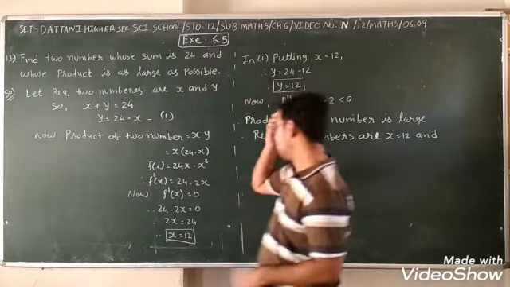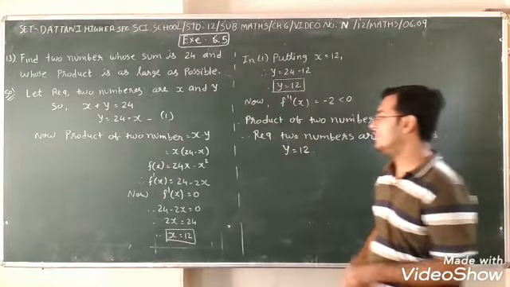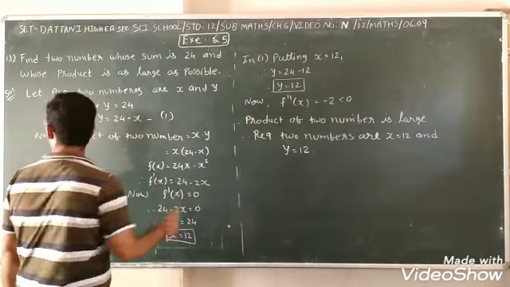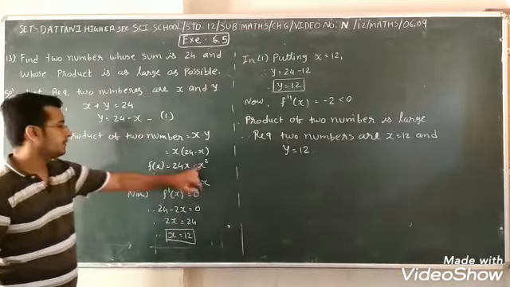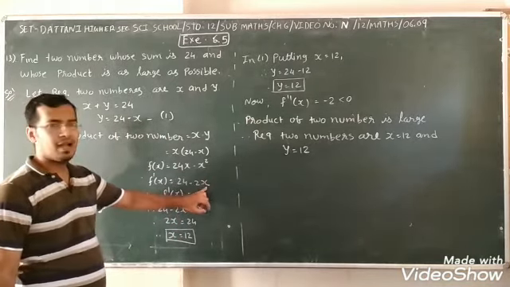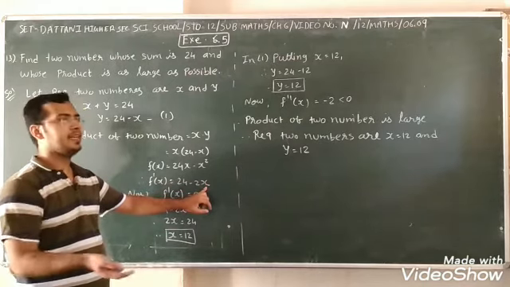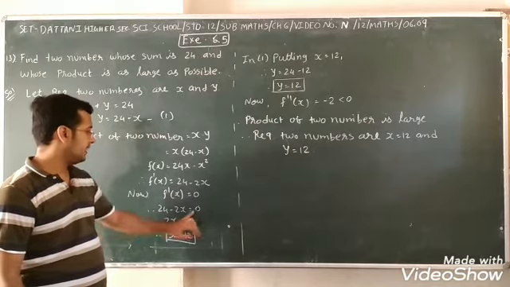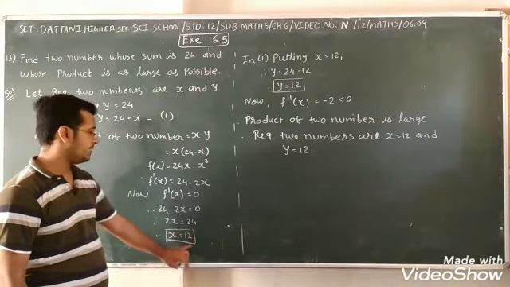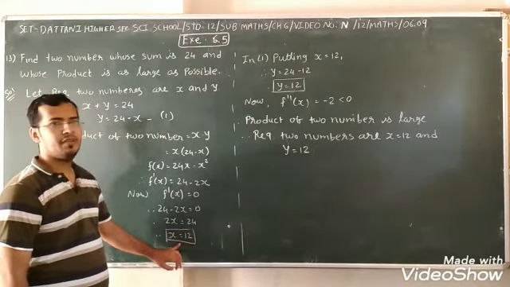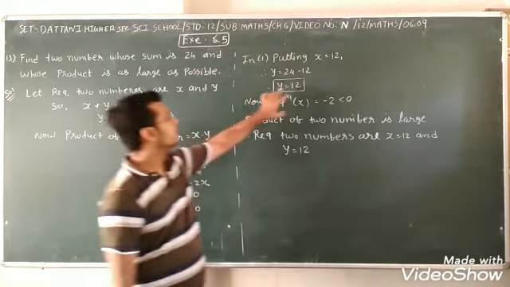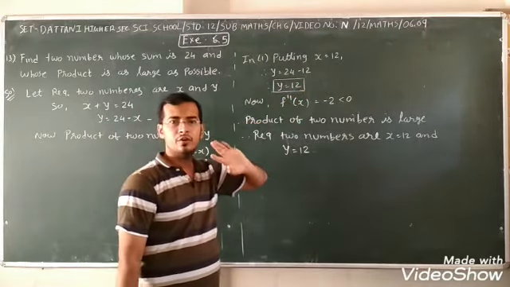Taking f of x is equal to 24x minus x square. Derivative of 24x is 24 and derivative of x square is 2x, so minus 2x. Second step, f dash x is equal to 0. So 24 minus 2x is equal to 0, 2x is equal to 24, x is equal to 12. So the first number we get. Now putting in this equation, we get the second number y is equal to 12. So we get both numbers.